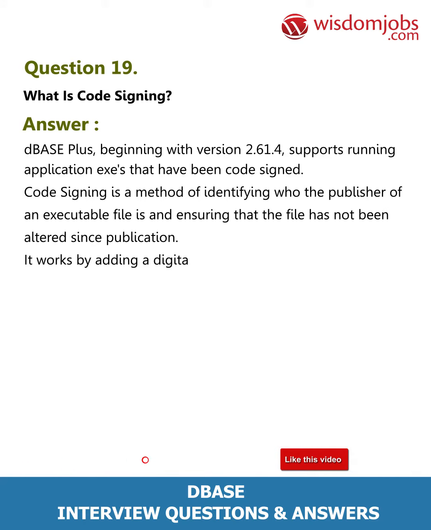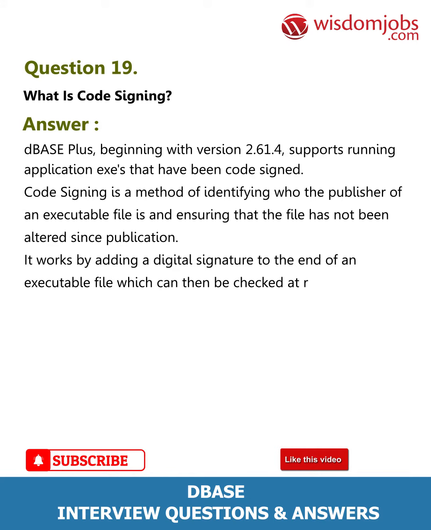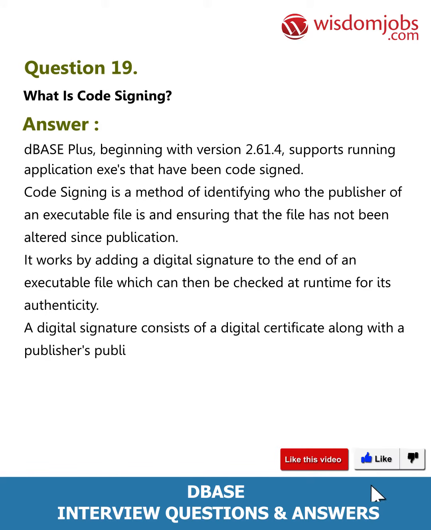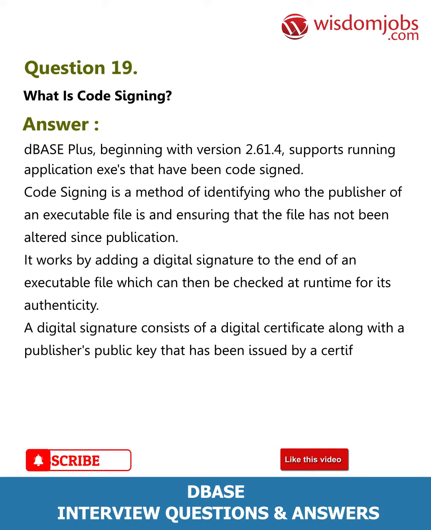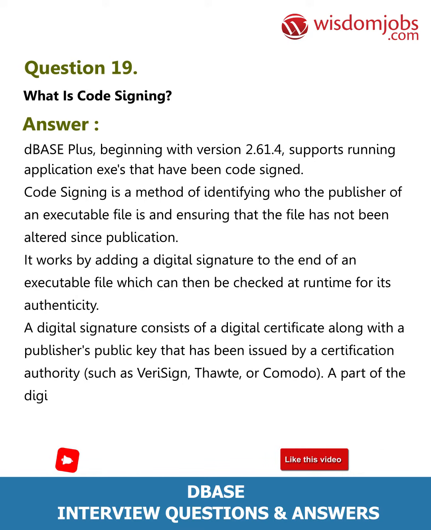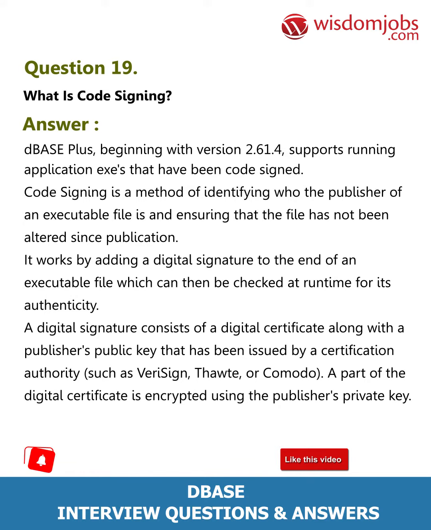It works by adding a digital signature to the end of an executable file, which can then be checked at runtime for its authenticity. A digital signature consists of a digital certificate along with a publisher's public key that has been issued by a certification authority, such as VeriSign, Thawte, or Comodo. A part of the digital certificate is encrypted using the publisher's private key.